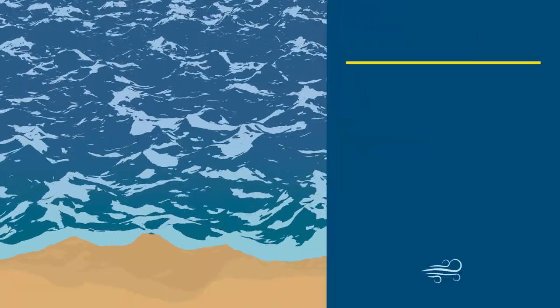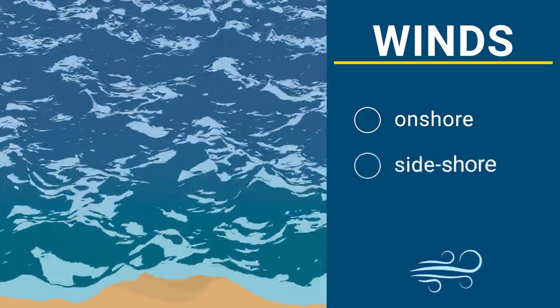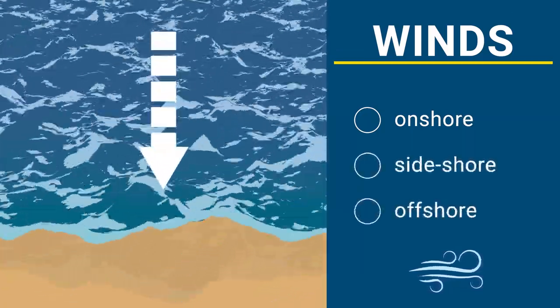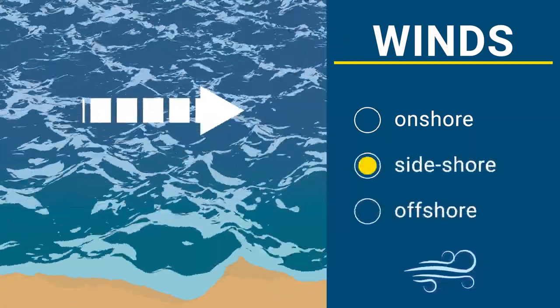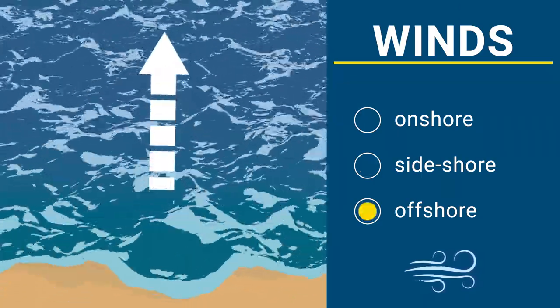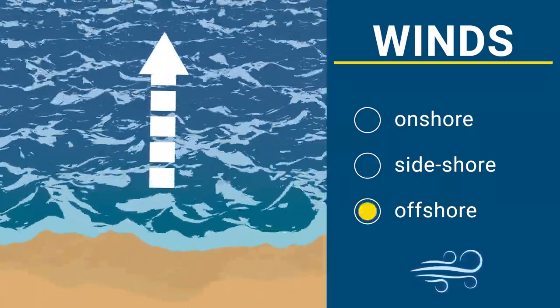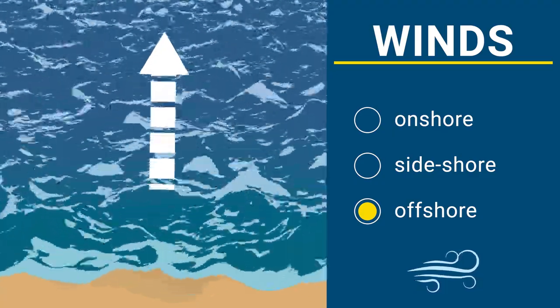To simplify the wind directions when you are at the beach and looking at the water, ask yourself, are the winds onshore, sideshore, or offshore? The wind directions will have an impact on the types of dangerous currents you may encounter.